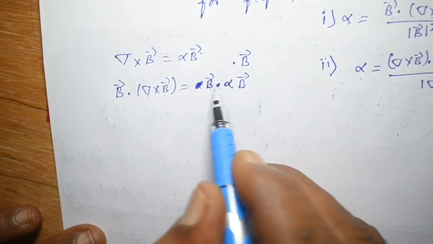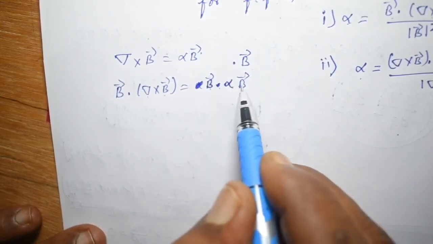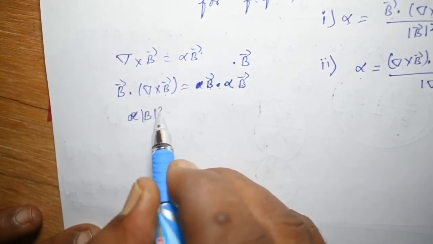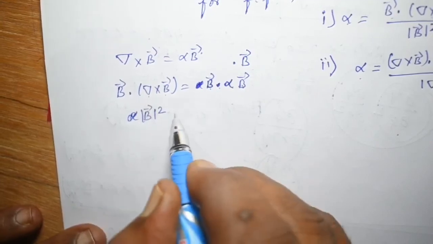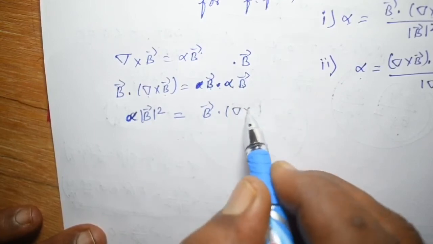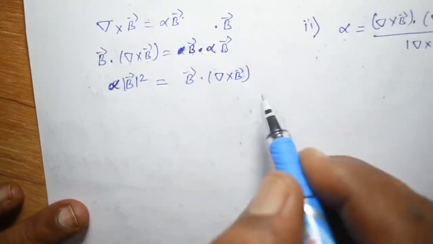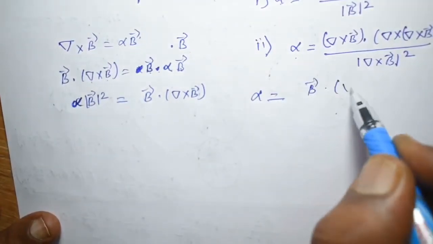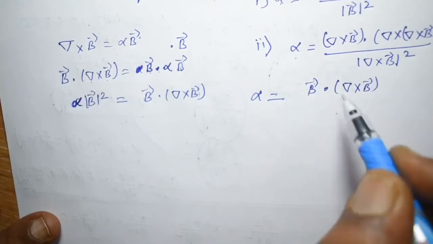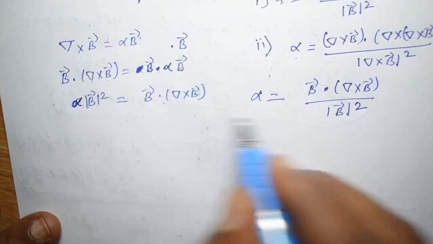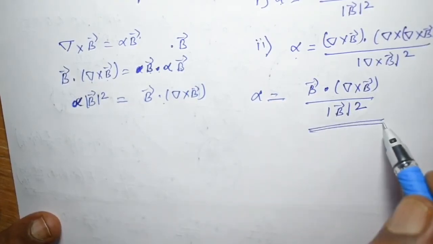Now, alpha is a scalar, right? B dot B becomes B square. It implies alpha into mod B square is equal to, as it is, B dot curl of B. Therefore, what is your alpha? Alpha is equal to B dot curl of B divided by mod B square. So by simplifying this equation you get this one. Okay, now go for the second one.